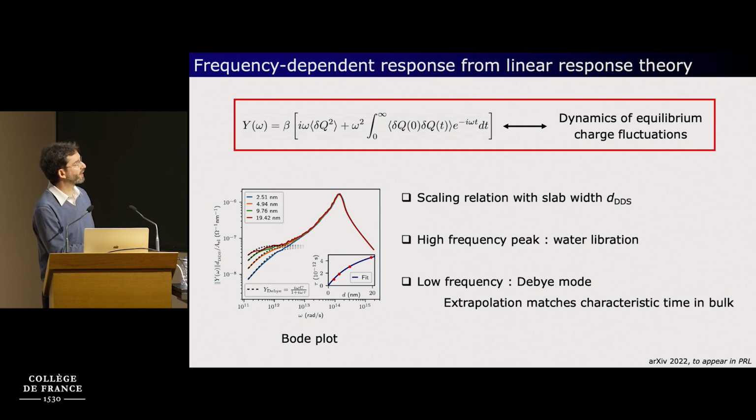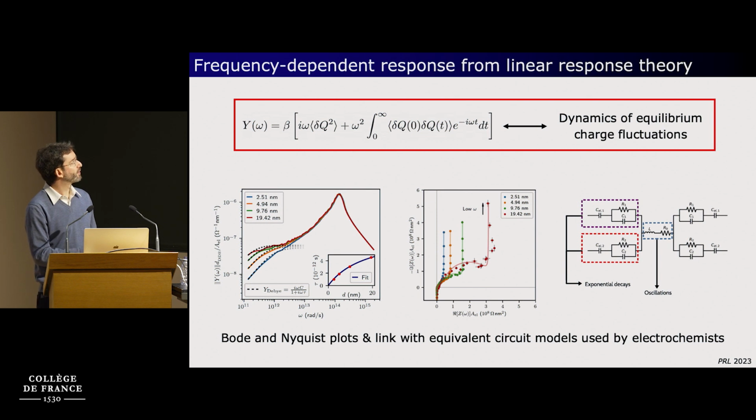And this Debye mode has a characteristic time which depends on the distance between the electrodes. We can extrapolate this characteristic time using, again, this continuous picture with the effective width of the liquid slab. And the extrapolated value is about 9 picoseconds, which is the one you measure for the Debye mode in the bulk.